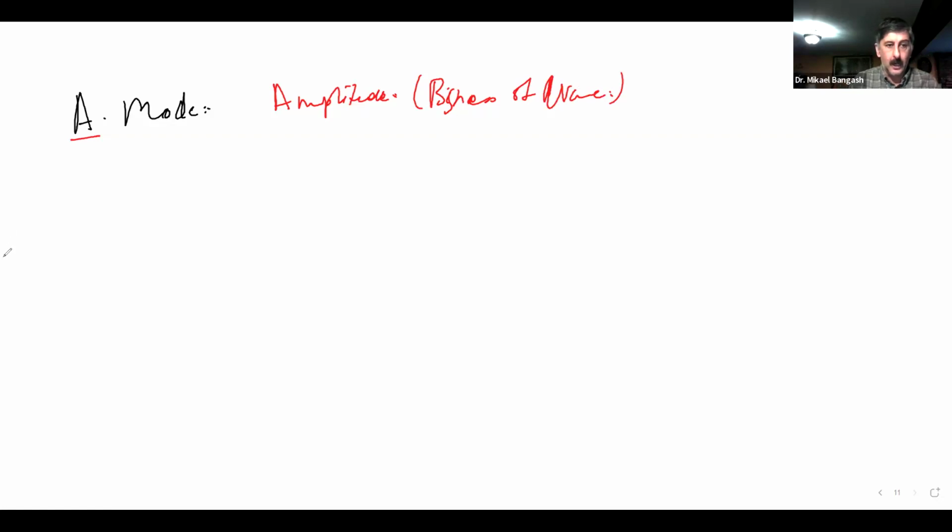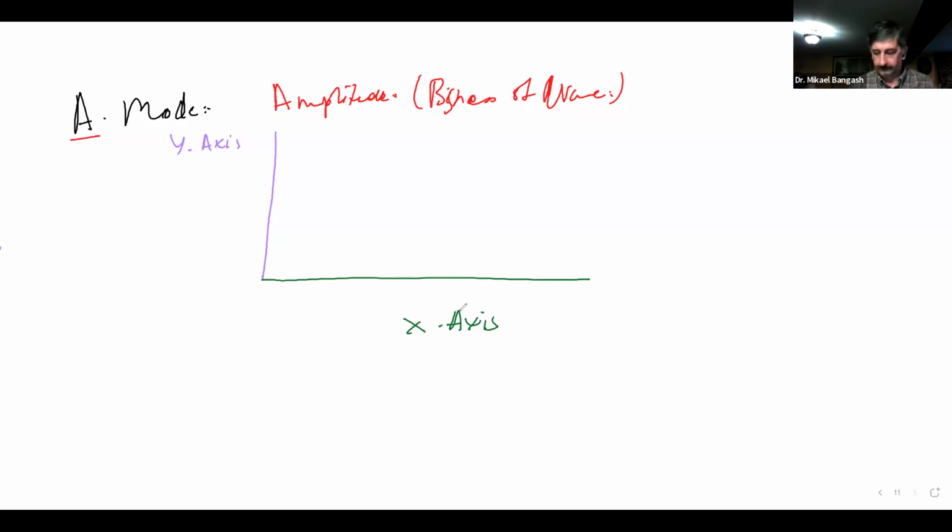Now in this mode, or A mode, what are we going to have? We're going to have two axes. We are going to have our regular y-axis, and we're going to have the x-axis. Did you guys get that? Yep.